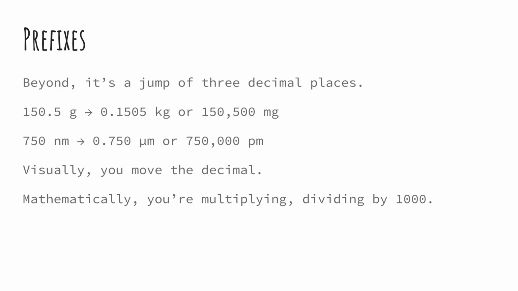Remember, bigger units mean smaller numbers. So a micro is bigger than a nano, so you should expect the number to get smaller. Whereas pico is smaller than nano, so the number should get bigger. So visually, the decimal just hops left or right. Mathematically, you're going to be multiplying or dividing by 1,000. That's what it means. Exact same thing.